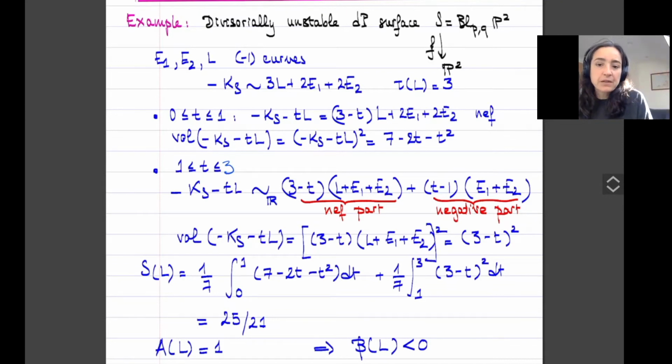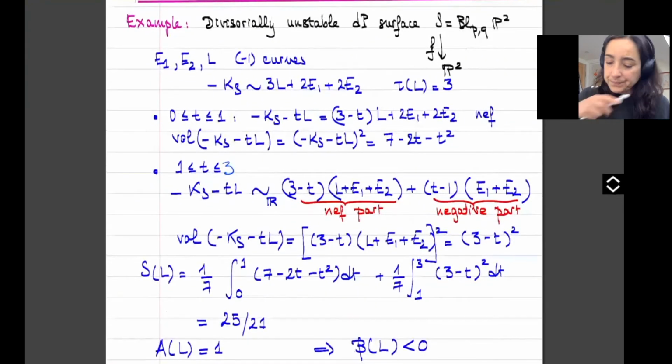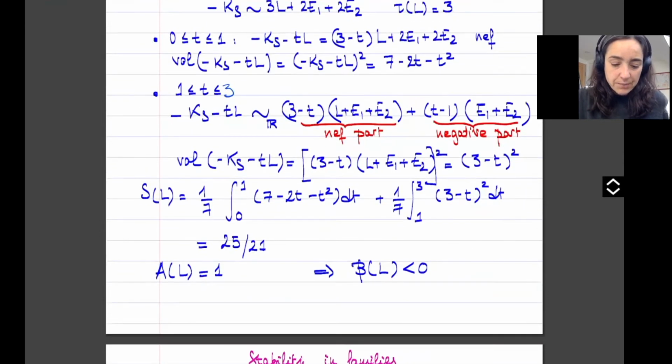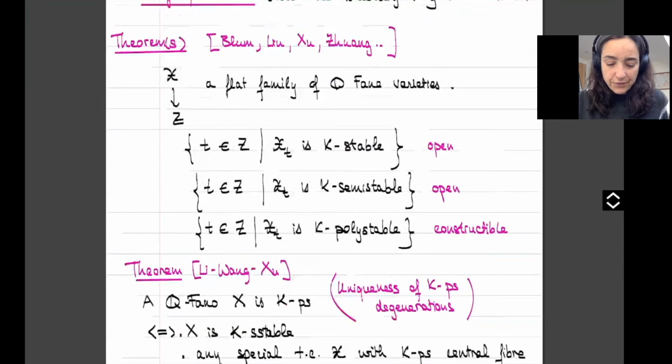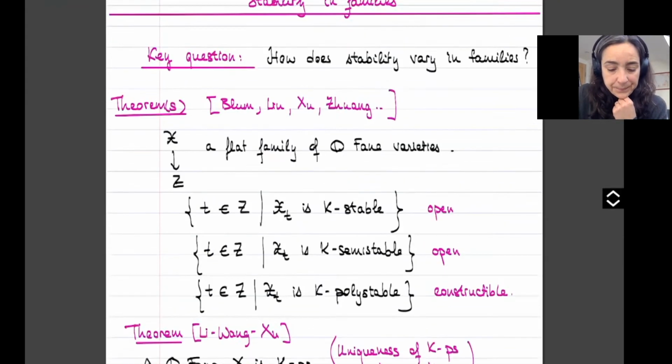You would find an entirely similar picture if you were to compute the beta invariant of the -1 curve on the blow-up of P2 in 1 point. In the paper on the Calabi problem, similar calculations are made for a large number of Fanos, and I guess this is also what's done by Fujita in his original paper.